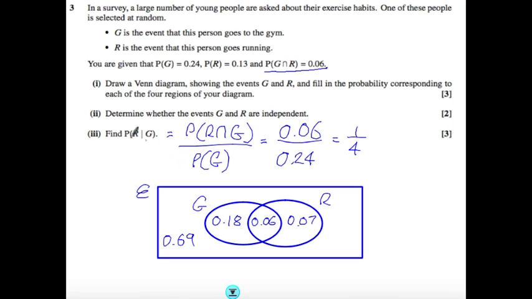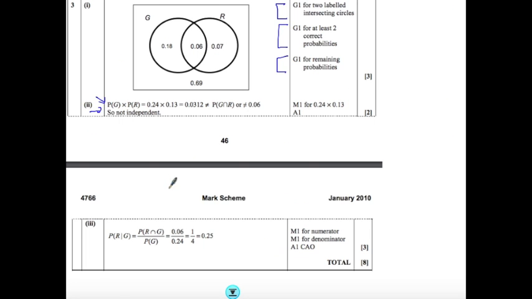Or another way of looking at it is, on the diagram, what's the probability someone runs given we know they go to the gym? So you can see that there again is 0.06 out of the total 0.24. So you get a mark for a numerator of 0.06, a mark for a denominator of 0.24, and then a mark for a quarter, or 0.25.